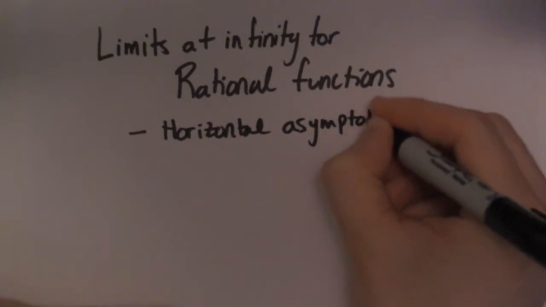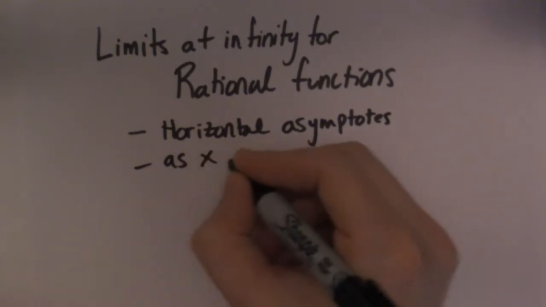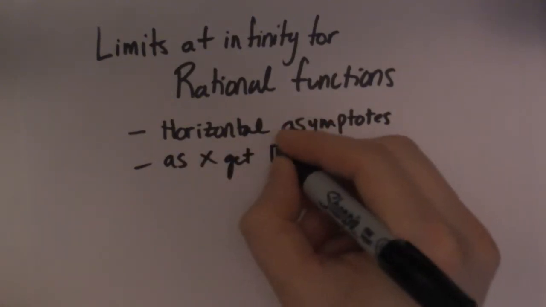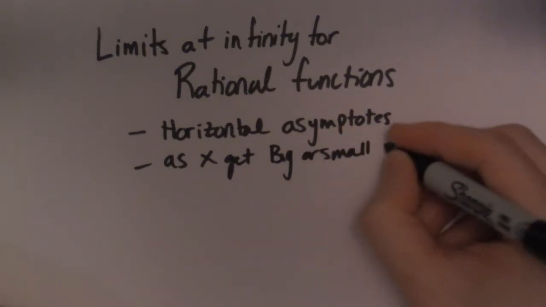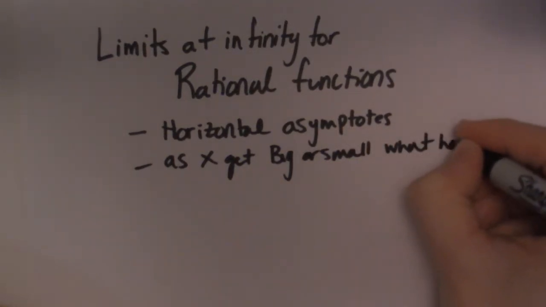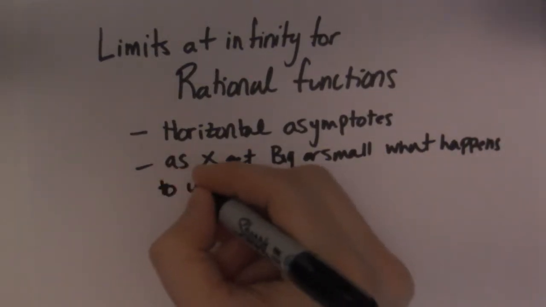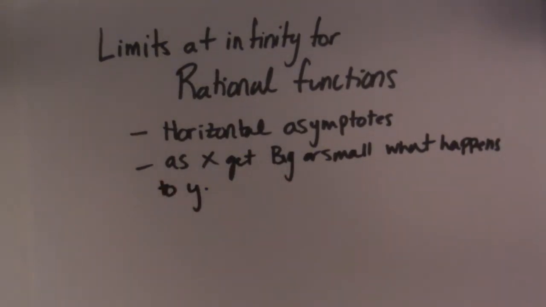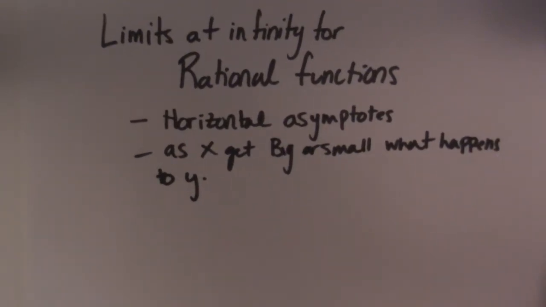I always tell my students, ask yourself this question: as x gets big or small, so really, really big or really, really small, what happens to y? So for rational functions, you can go through the process, and the procedure is dividing by the highest power in the denominator. That's what I always use.